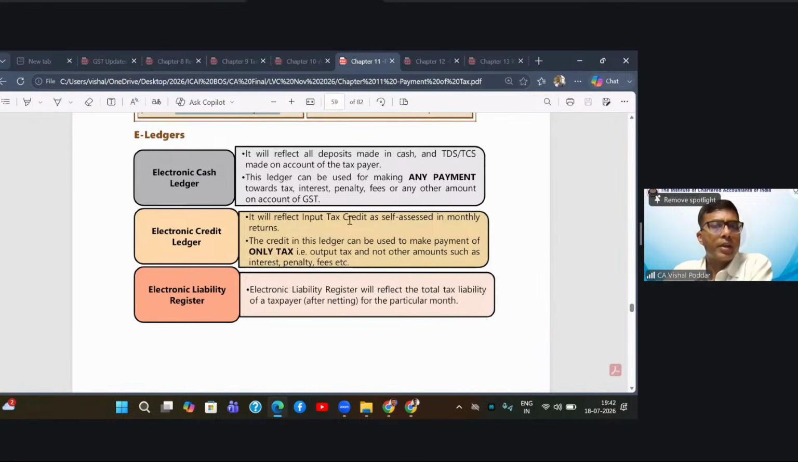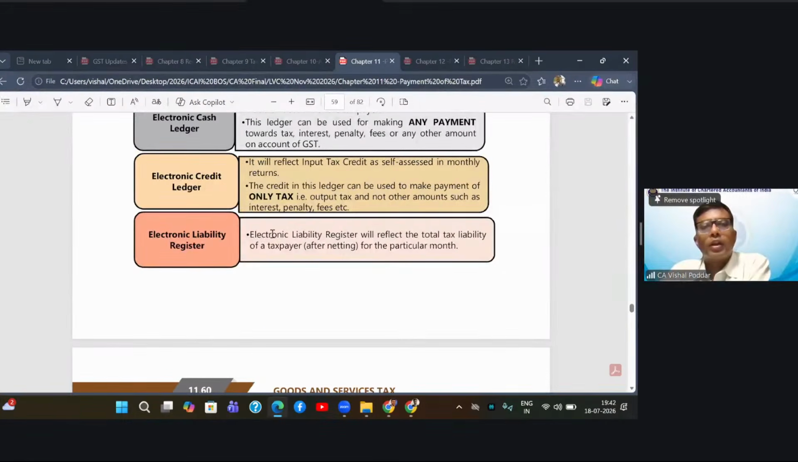Credit ledger will reflect the ITC that you have self-assessed and taken in your monthly returns. The credit in this ledger can be used only for making payment of tax liability. If you have any other liability like interest, fees, etc., you cannot utilize the credit ledger. Plus, if you have RCM tax liability, for that also you cannot utilize the credit ledger. You have to utilize the cash ledger.